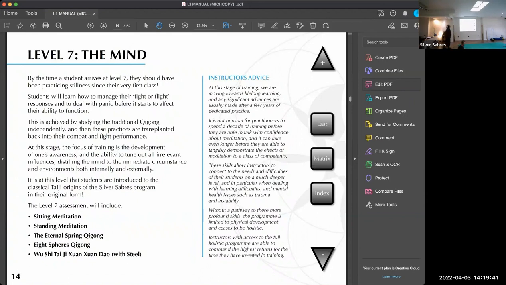This is achieved by studying the traditional Qigong independently. And then these practices are transplanted back into their combat and fight performances. At this stage, the focus of training is the development of one's awareness and the ability to tune out all irrelevant influences, distilling the mind to the immediate circumstance and environment, both internally and externally.